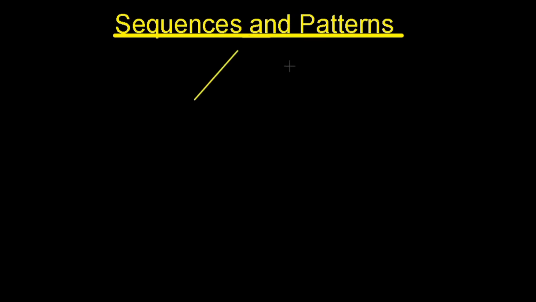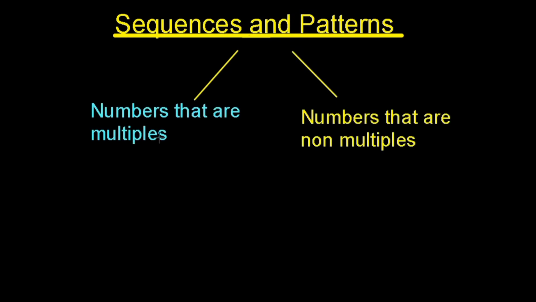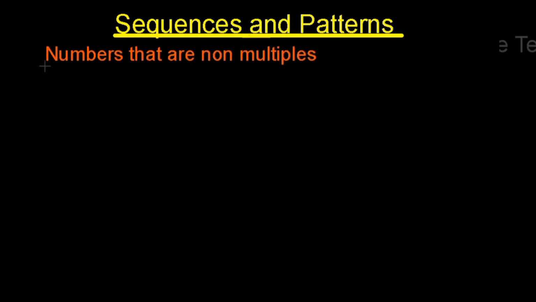Hello, and this is the second video for sequences and patterns, where we are going to discuss sequences, which are numbers where the difference between any two consecutive numbers is the same throughout the sequence. We have already discussed in the previous videos the numbers that are multiples. Today we are going to do it when numbers are non-multiples. Though the difference is going to be the same, they are non-multiple numbers.